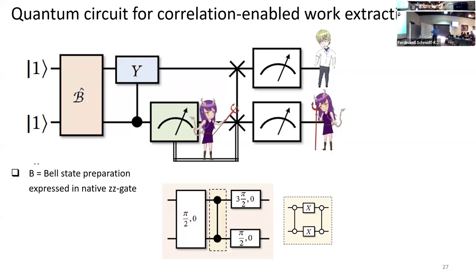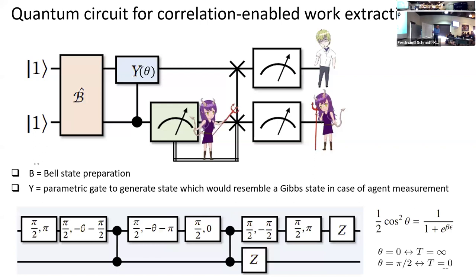And then we are going to produce a fancy state here, with a conditional rotation here. So that's a parametric gate to generate a state which would resemble a thermal state if the agent would measure, okay? So he thinks he is in a thermal state, okay? And that is the whole gate sequence for this thing here. It generates with a certain rotation angle theta some state which he thinks would be Gibbs. And if this theta is zero, the temperature is infinite. If theta is pi over two, the temperature is zero. And we are changing theta, and we can then produce this for any thermal input, so to say.